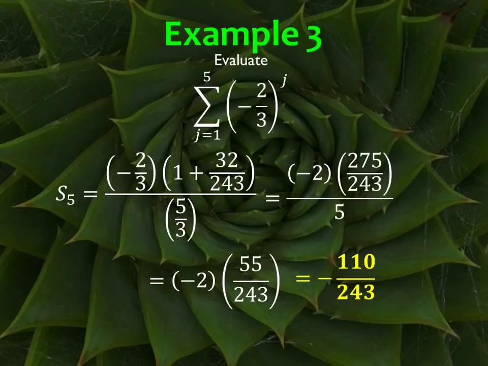So S5 is negative 2/3 times 1 plus 32 over 243, all over 5/3. 5/3 represents 1 minus the ratio. 1 minus negative 2/3 is 5/3. Then to get to the next value, negative 2 times 275 over 243, I multiply the entire fraction by 3. And then I simplify the fraction as follows. So negative 110 over 243.